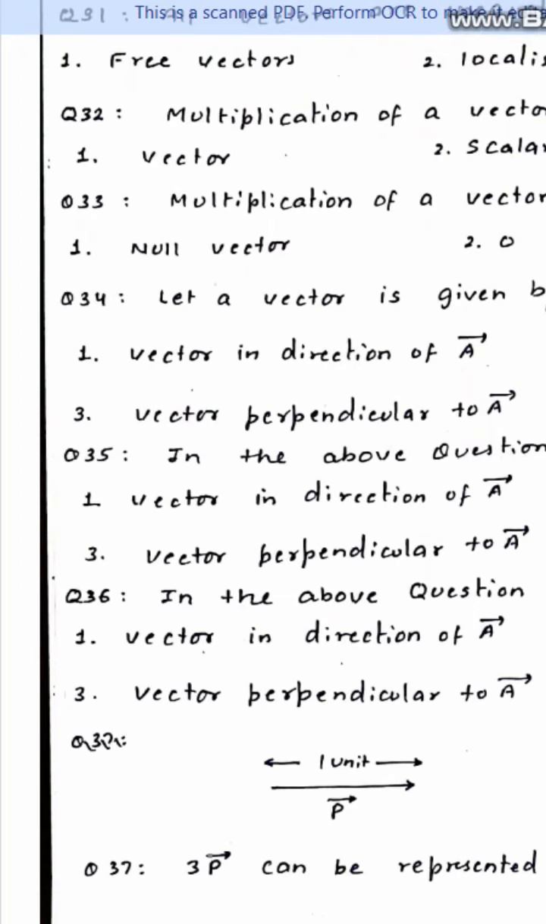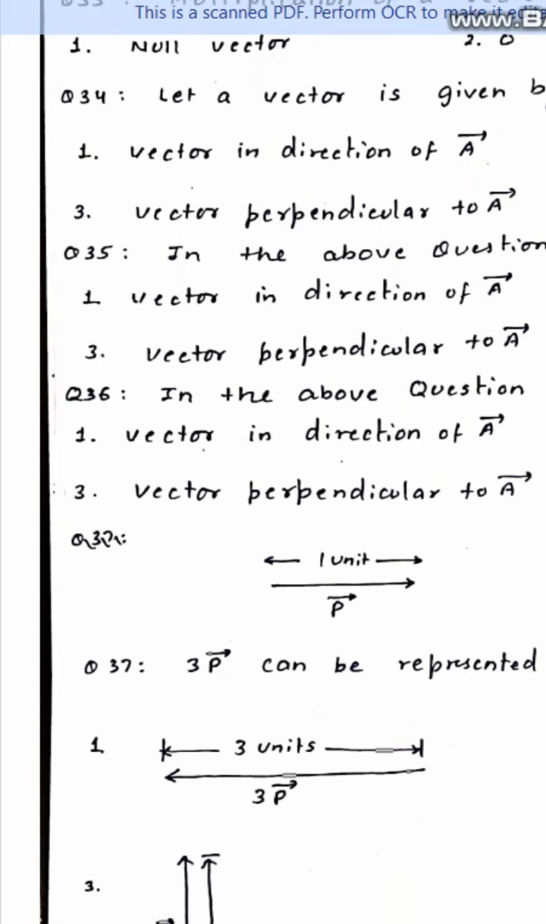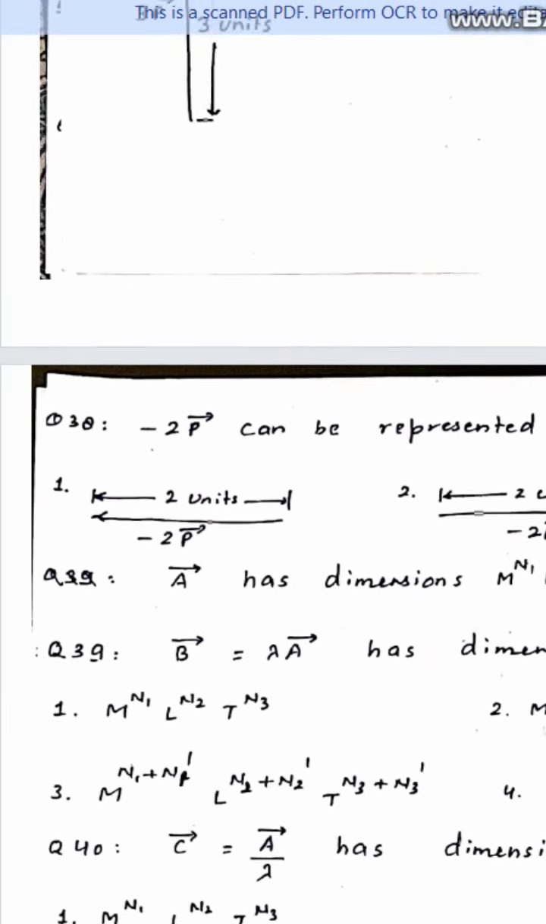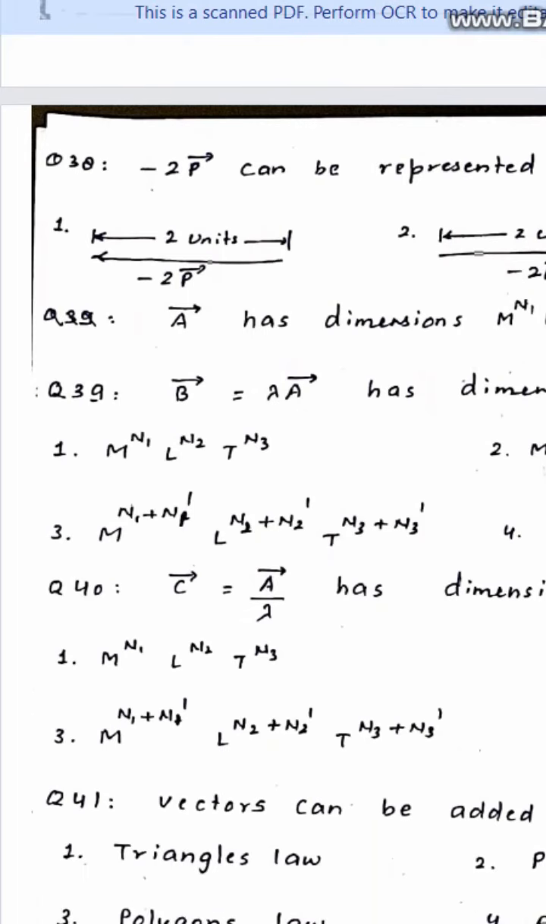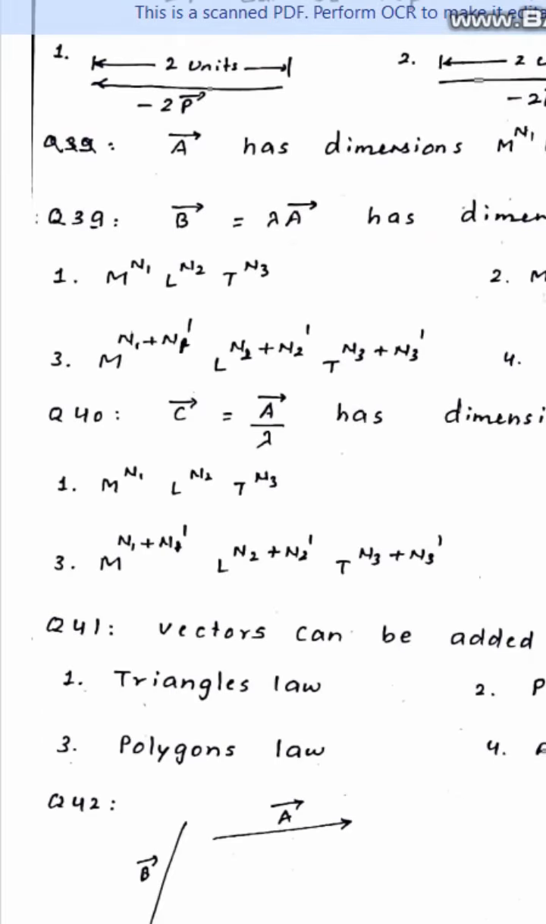Then we have questions based on multiplication of a vector by a scalar, maybe positive, maybe negative or zero. Then we have a question based on multiplication of vector p with 3. Then we have -2. Then we have acceleration. We have a vector a having a certain dimension. B is lambda a, has dimensions. So there is a relation between dimensions and vectors. Then we have another question based on dimensions of vectors.